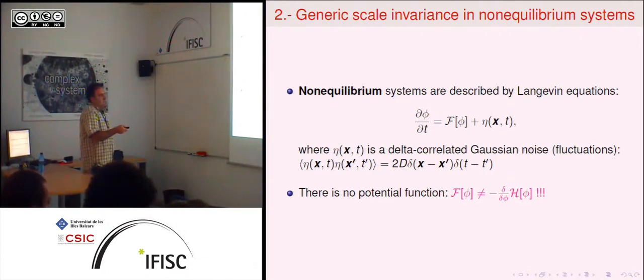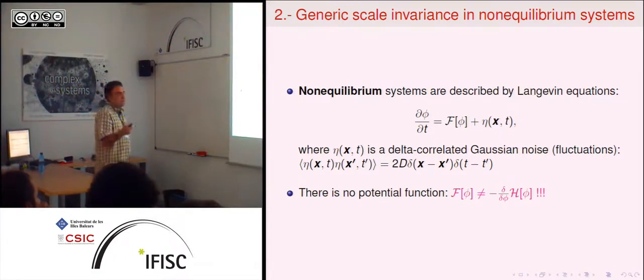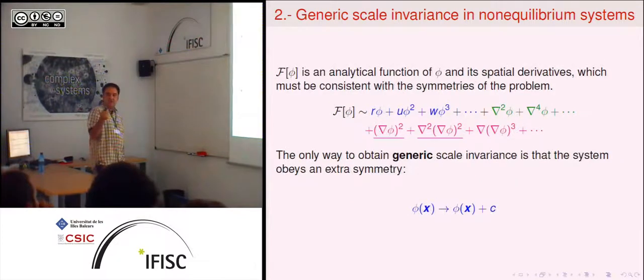The noise actually usually is taken to be delta correlated. That's not very important here. The question is that this function, the function that includes all the physics of the problem, is not potential. So we cannot derive a Hamiltonian function. We cannot derive the deterministic part from a Hamiltonian function, and this is a crucial point because it means that many terms that in Hamiltonian systems are forbidden because these are not Hamiltonian terms, in this case are allowed.